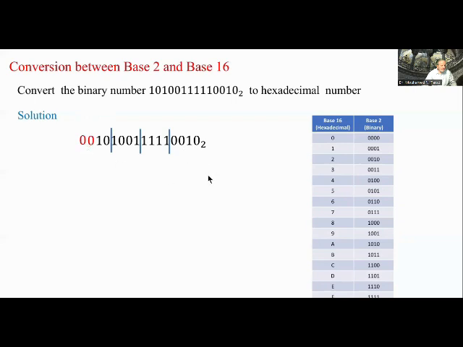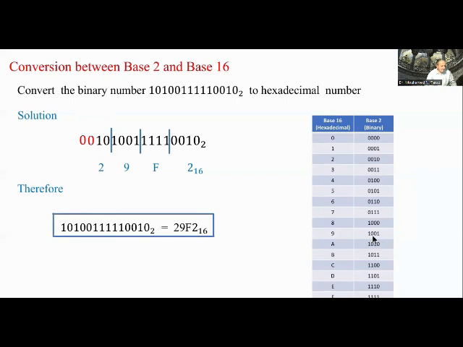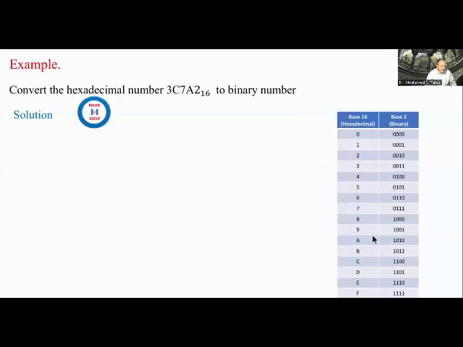Now I look at 0010. 0010 is 2, and 1111 is F. 1001 is 9, and 0010 is 2, and therefore here is the answer, converting base 2 to base 16. Now it's your turn, pause and solve. This number is in base 16 and I need to turn it into base 2. See if you can do it.